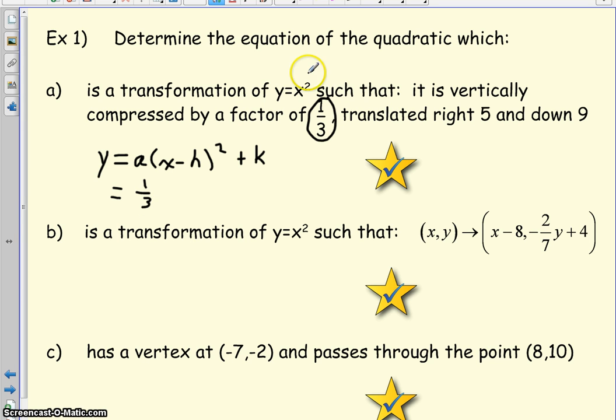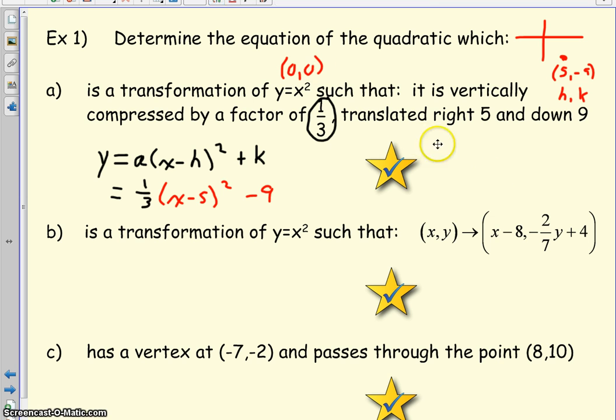Now, if y equals x squared has been translated right 5 and down 9, remember the vertex in y equals x squared is 0, 0. So if that's been shifted right 5 and down 9, picture that in a grid, right 5, down 9, we're somewhere down here, and the coordinates are 5, negative 9. So that gives me my h and k value. So I'm going to have 1 over 3 bracket x minus 5 all squared, and then minus 9. Okay, so there's my equation.